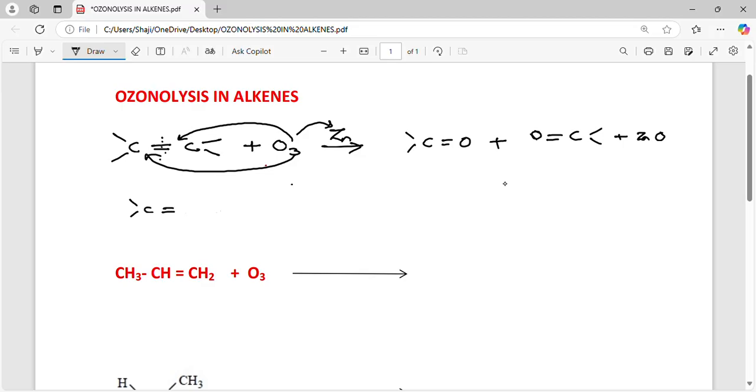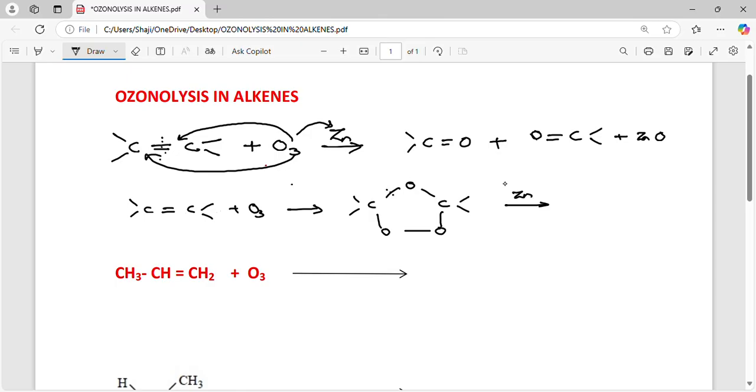Here C double bond C, when it is on ozonolysis, first the double bond will be breaking completely and we get a structure like this. There is no bond between these two carbons. Instead, these two carbons will be indirectly connected through three oxygen atoms. These three oxygen atoms will be connecting between the carbon atoms in this way. It forms an ozonoid, and this is an intermediate.